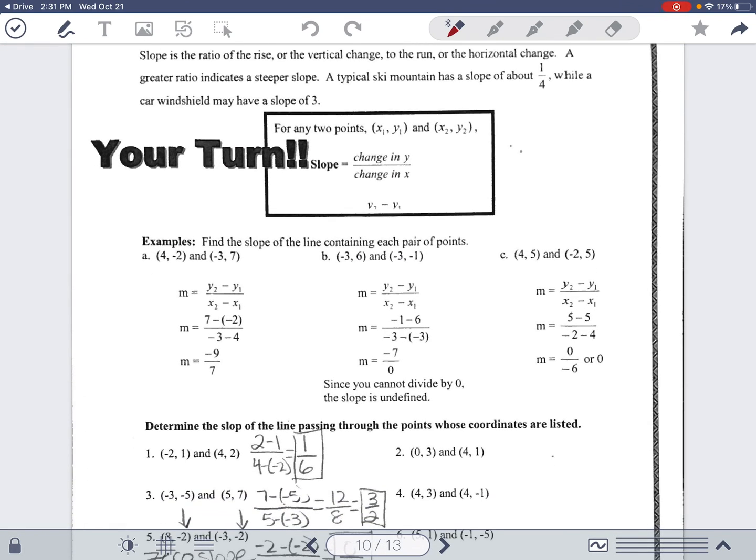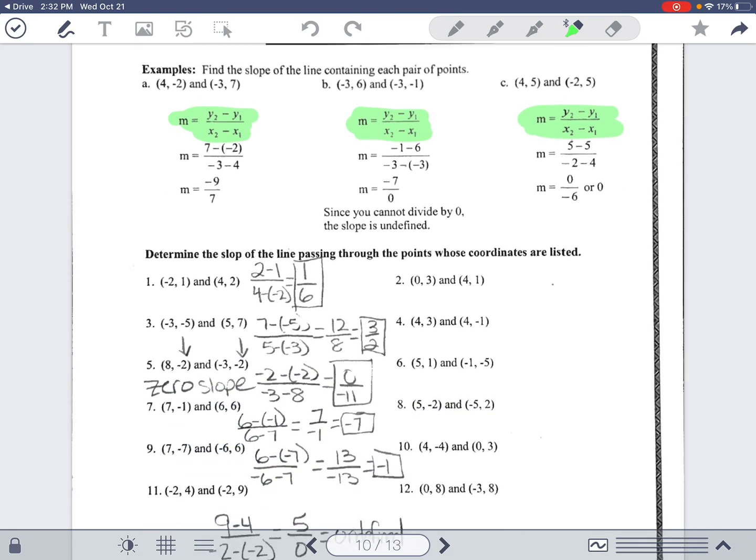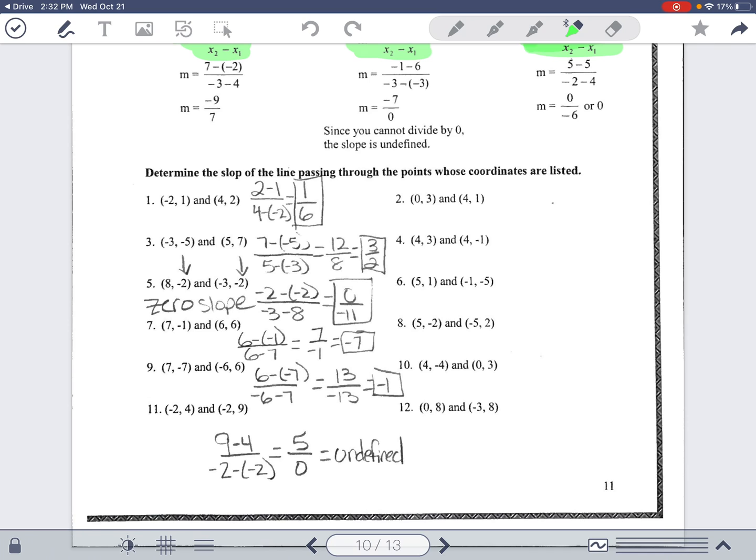Plug these into the formula. x sub 1, y sub 1, minus x sub 2, y sub 2. So you've got to label your points like they do and use the slope formula. This is your slope formula: y sub 2 minus y sub 1 divided by x sub 2 minus x sub 1. Okay, so some more practice for you here. Do double check my math. Make sure that I didn't make any mistakes because I was rushing through this.